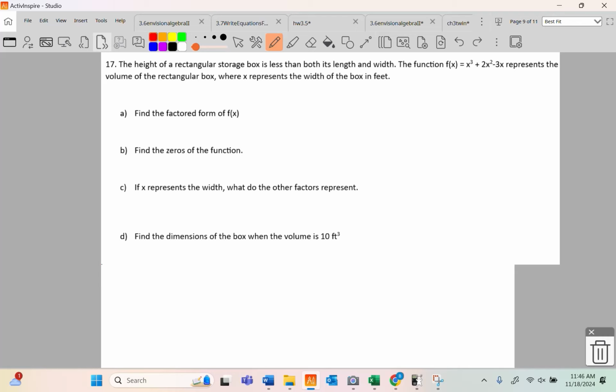The height of a rectangular storage box is less than its length and its width. The function x cubed plus 2x squared minus 3x represents the volume of the rectangular box. X represents the width of the box in feet. So find the factored form. Can you pull 1x from everything? Yeah, okay. That's your first step.